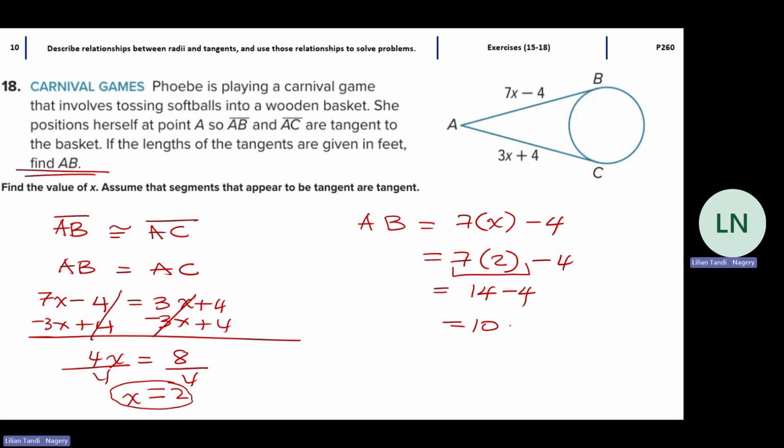And what is the unit? Feet. So now right here, AB equals 10 feet. Okay?